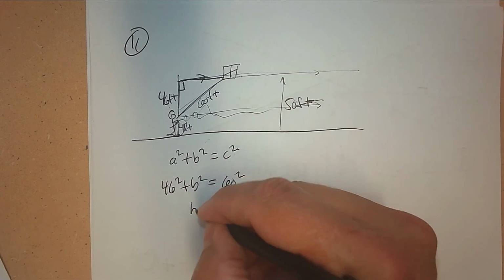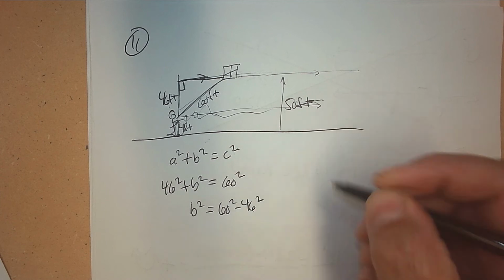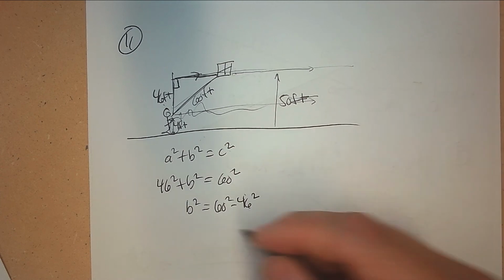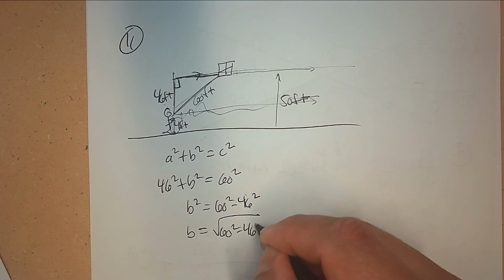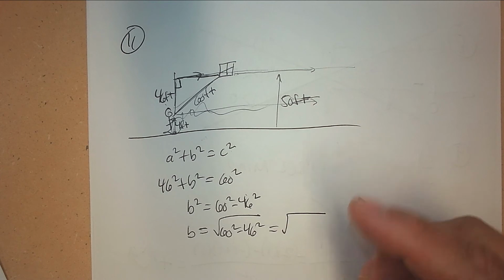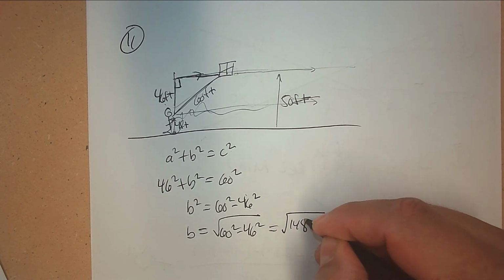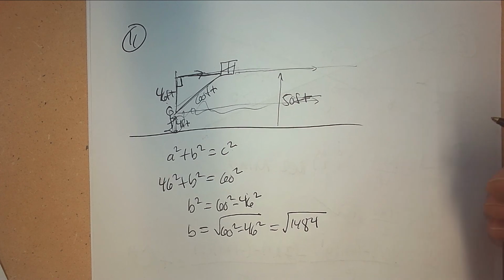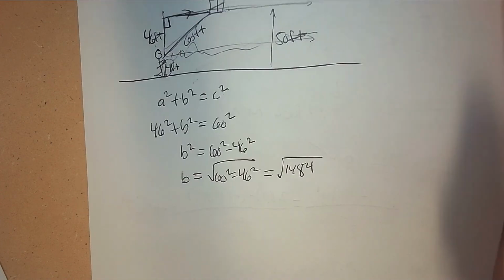So if I get b by itself, you would subtract 46 squared. I don't have my calculator yet. Take the square root. That's what you would put in your calculator. The exact answer is the square root of, what is it, 1,484. Also 3 root something, or 2 root 1484, is that right? No. Just the square root of 1484. So put that in the calculator to get what b equals.